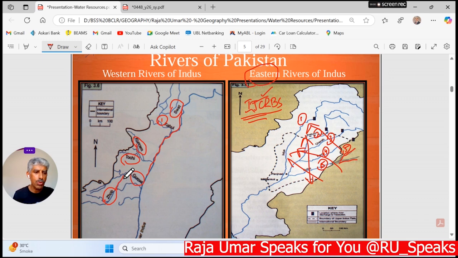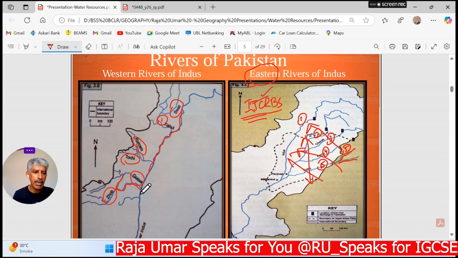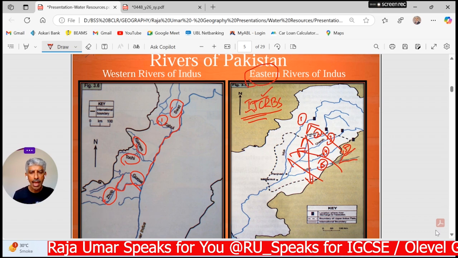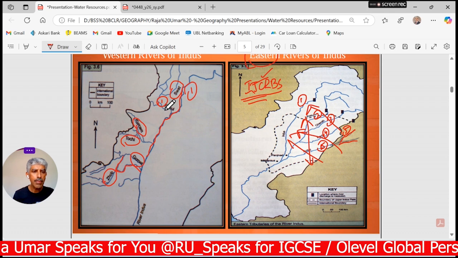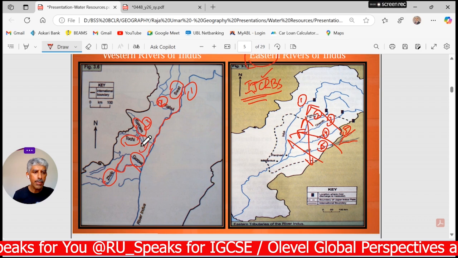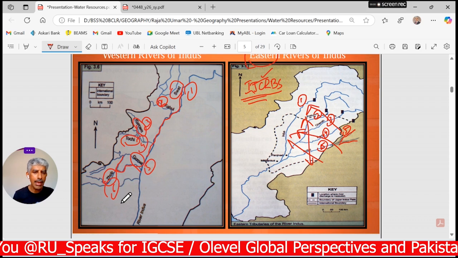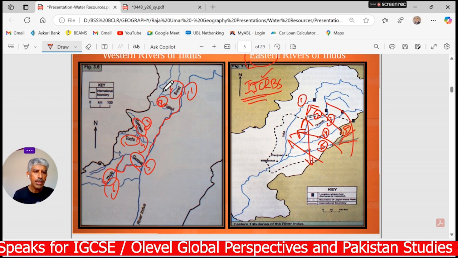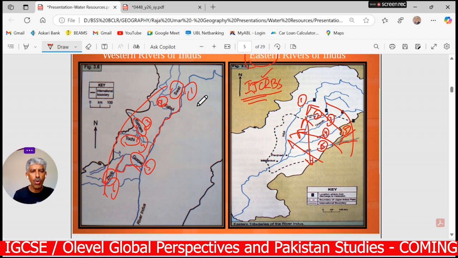One branch goes to river Gomal and the other branch goes to river Indus independently over here. There are so many other smaller water channels in this region, but these are the major ones. So Swat, Kabul, Koram, Tochi, Gomal, and river Yog. So again, as we have 5 over here, we have 6 over here as the western tributaries of river Indus.